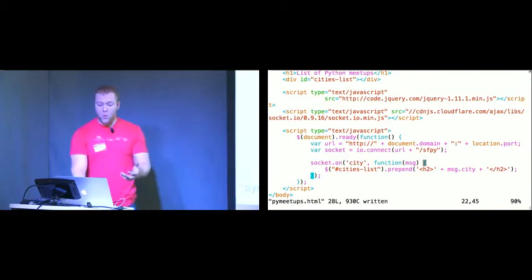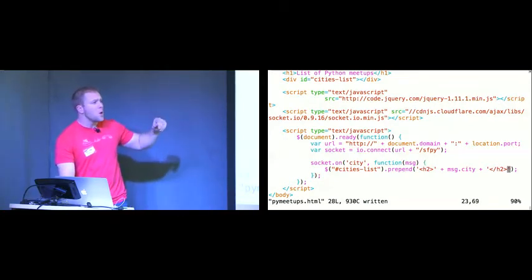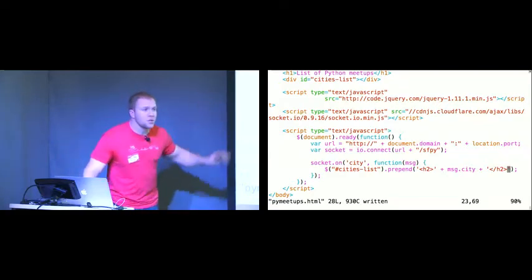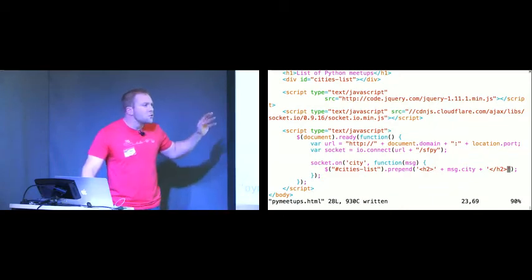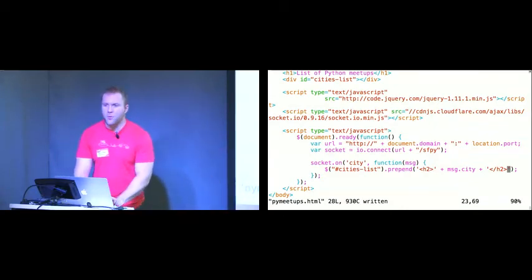Okay, so now we're grabbing the cities list. We're prepending at the top of the list. So every time we submit a new city, it's going to come in at the top of the list, and then it's just going to start scrolling down. So it's okay if we have duplicates or whatever. We're just going to have a laundry list of the cities that we've been to for Python meetups.